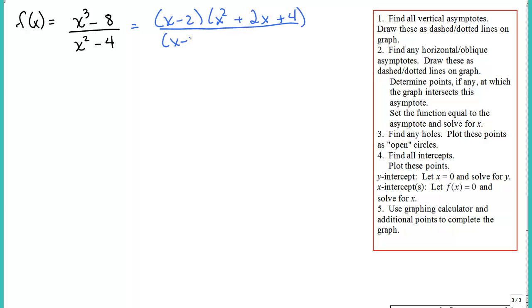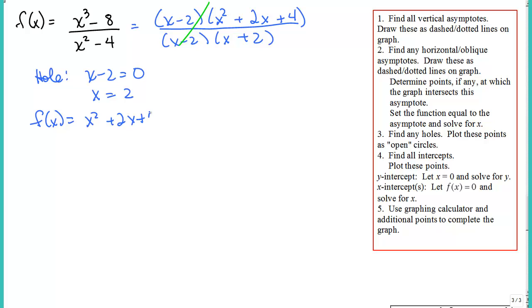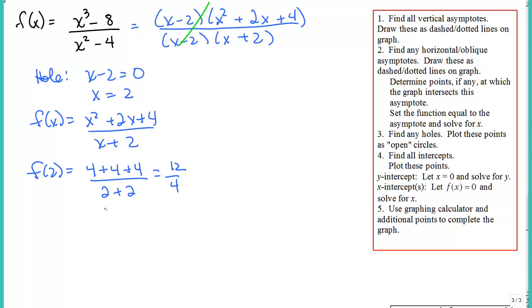And this is the difference of 2 squares. And again, we have a common factor, so that tells me that there is a hole when x is 2. So I want to take my reduced function and plug in 2. 4, 8, 12 divided by 4 is 3. So when x is 2, y is 3, and that is definitely a hole on my graph.